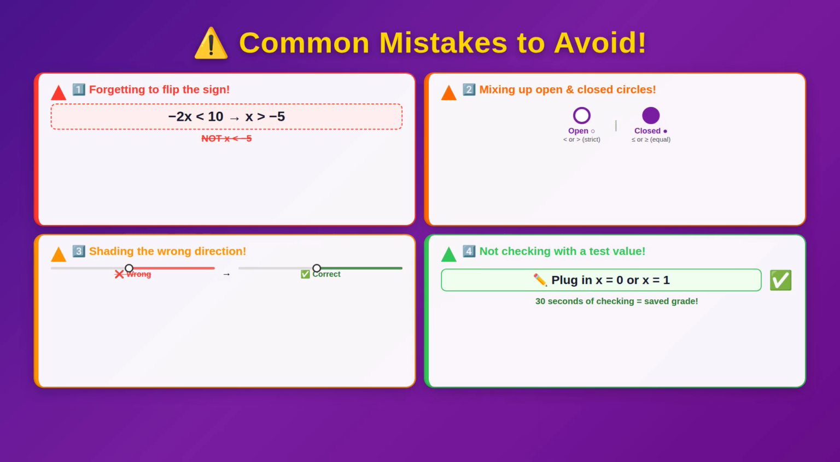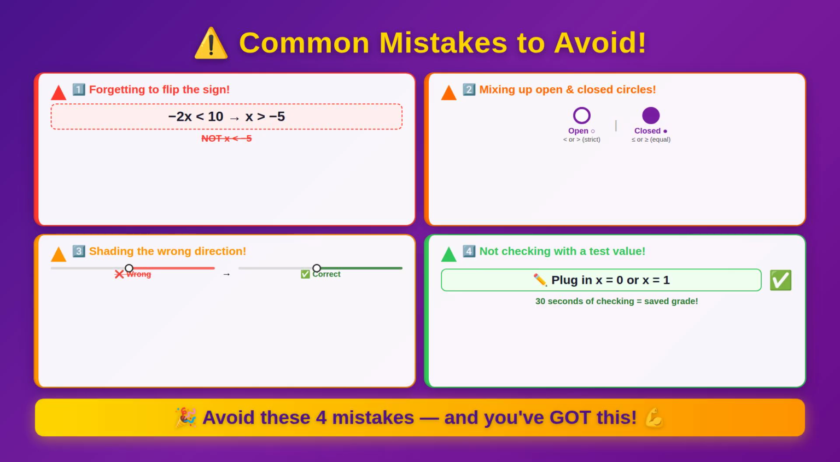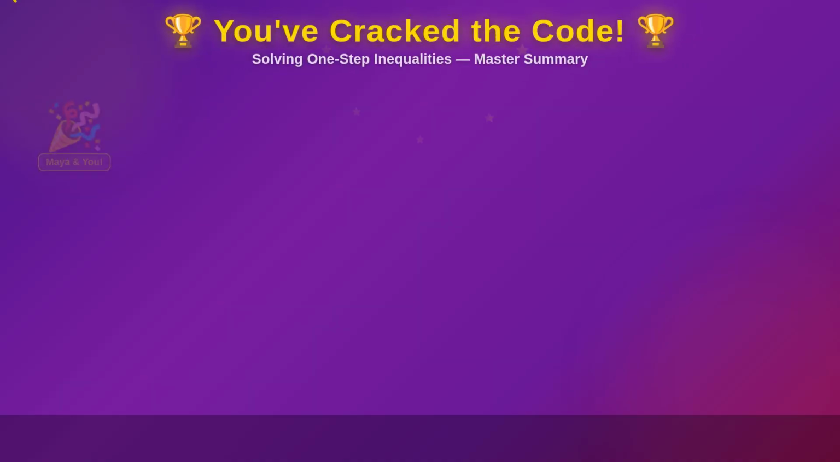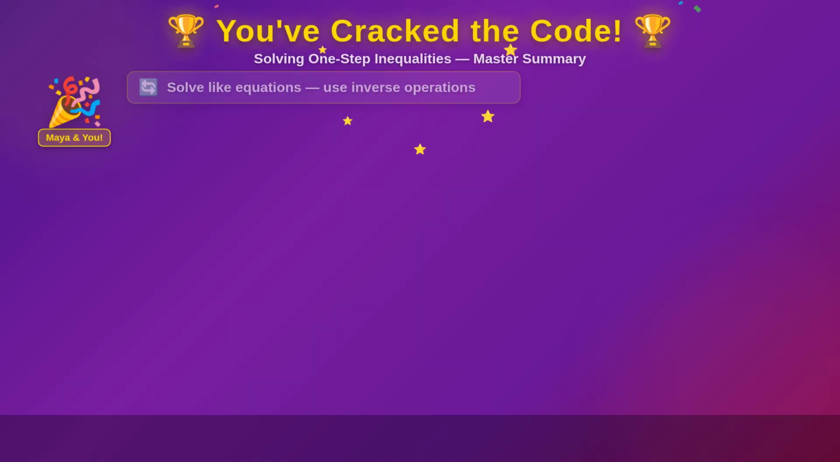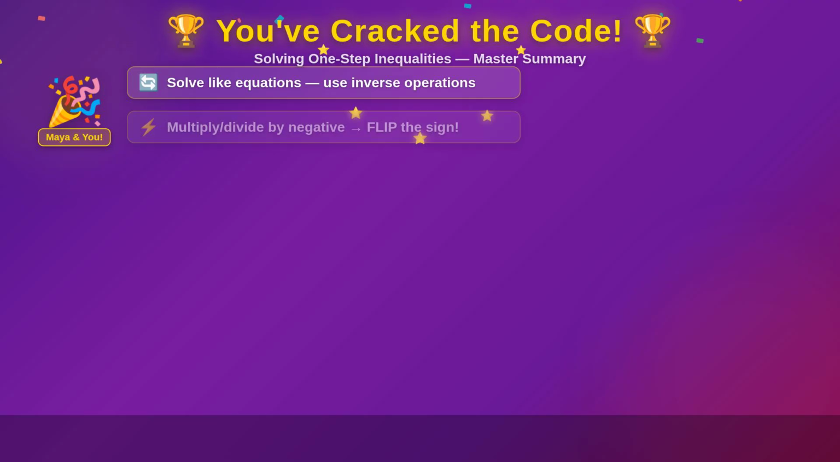Number 3, shading in the wrong direction. Always double-check which way your solutions go. And number 4, not checking your answer with a test value. Plug one number in. 30 seconds of checking can save your grade. You've got this.